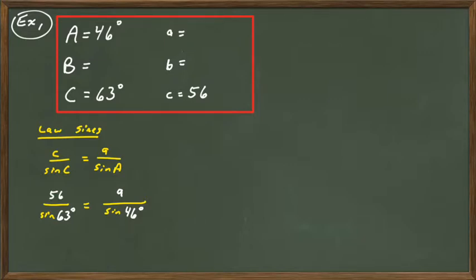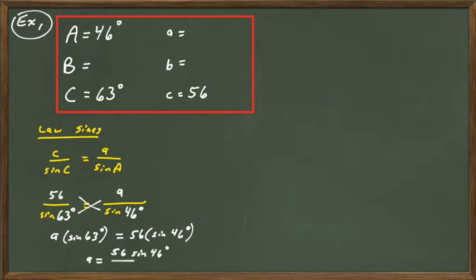Two fractions equal to each other, I can cross multiply. A times the sine of 63 degrees is equal to 56 times the sine of 46 degrees. Opposite of multiplying is to divide, so you get 56 sine of 46 degrees, all that divided by the sine of 63 degrees.